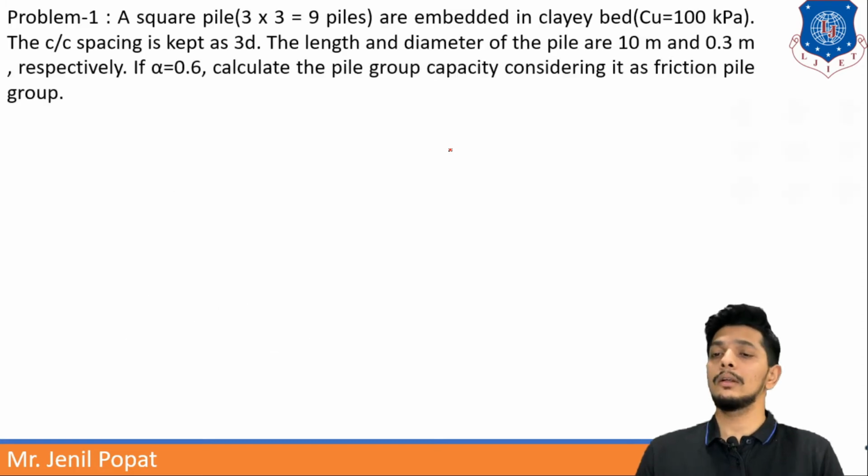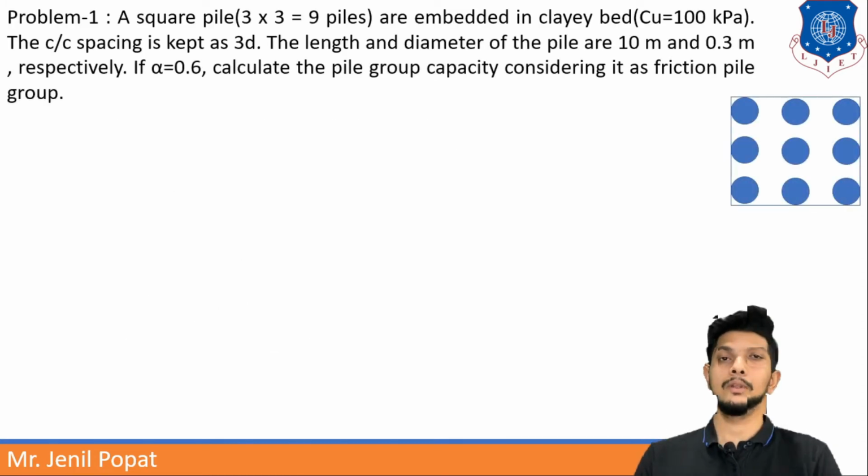Moving forward to problem number 1. Problem 1 is on efficiency of group, or grouping of piles. A square pile group of 3 cross 3, 9 piles as shown in the figure, is embedded in a clayey bed. Cu is 100 kPa. Kilopascal can be written as Newton per mm square.